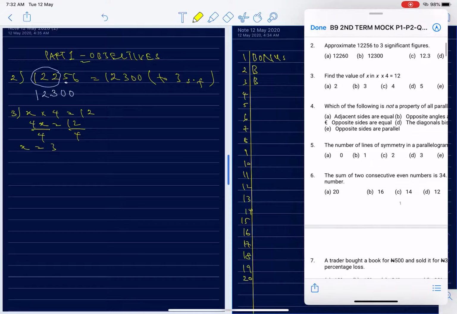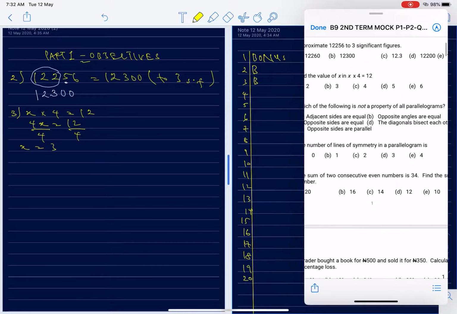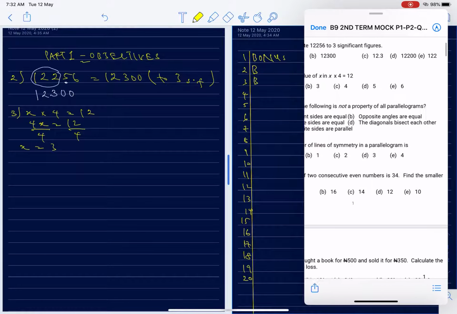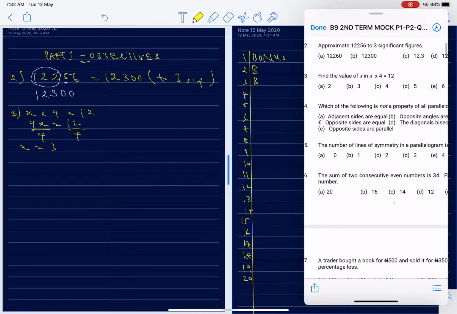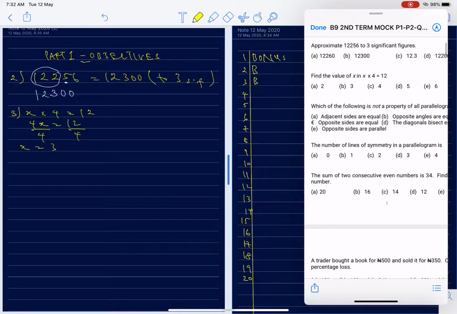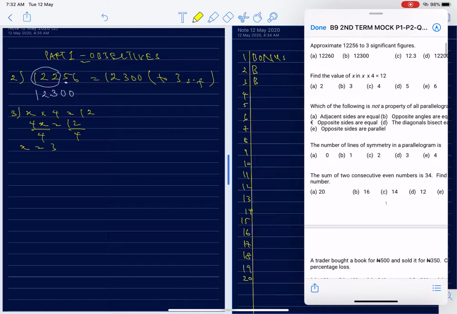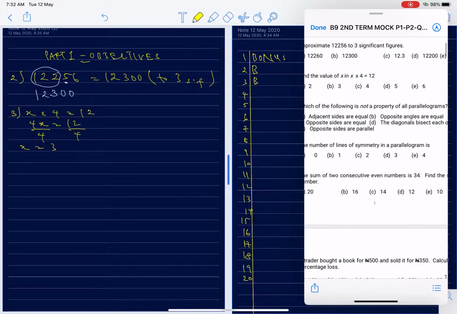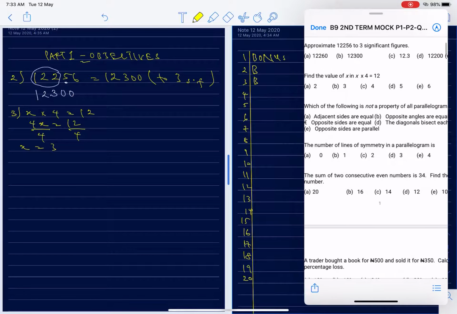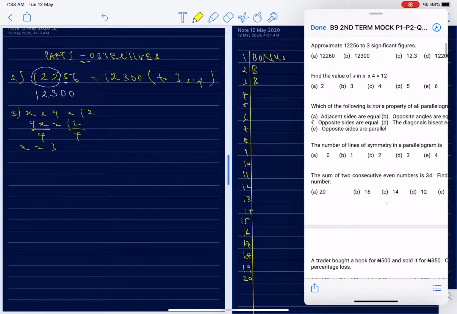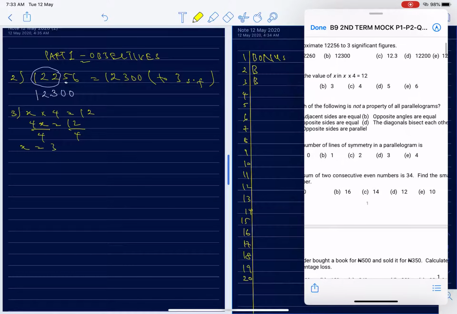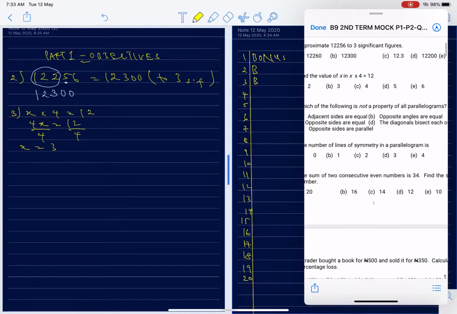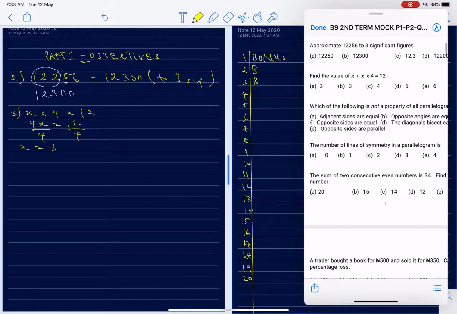Number 4, which of the following is not a property of all parallelograms? A, adjacent sides are equal. B, opposite angles are equal. C, opposite sides are equal. D, the diagonals bisect each other. That's correct. Opposite sides are parallel. And so which of these is not a property? Adjacent sides are equal.